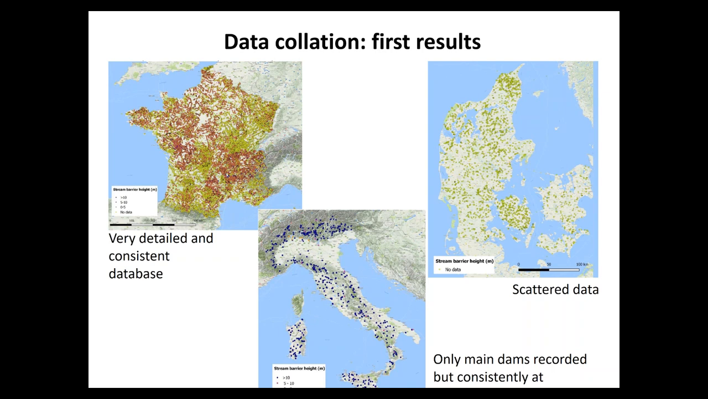In other cases, we have scattered or partial information. So we have only the location of barriers in some cases, or we miss the information on barrier height in other cases. So we have to deal with this kind of information, information that is not consistent at the European scale, that is scattered at the European scale, and that could be incomplete at the European scale.